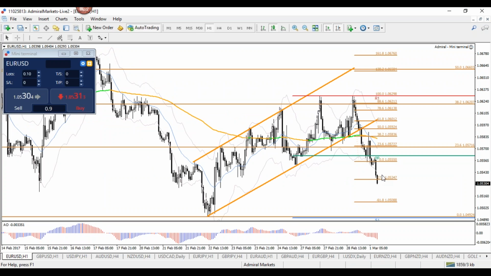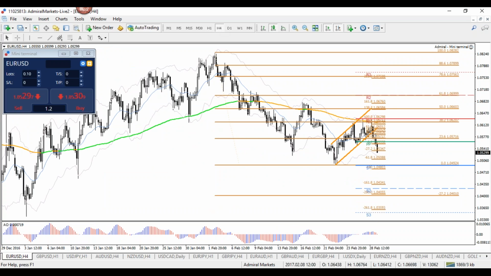So we're looking at the euro dollar from a practical point of view on this hourly chart. It all depends on how price will respond to this bottom here. I expect it to break. I think this is a pretty good breakout at the moment. Let me get rid of this fib.